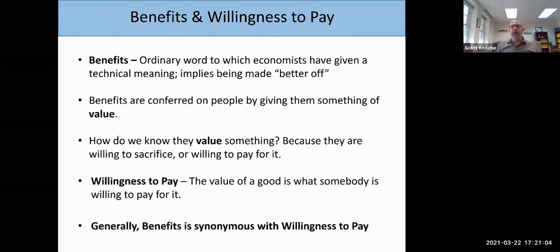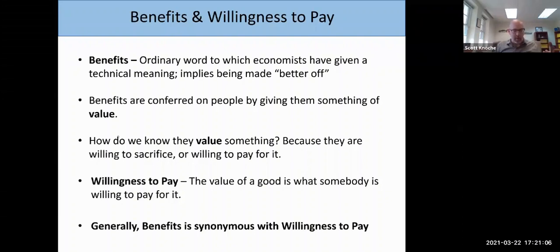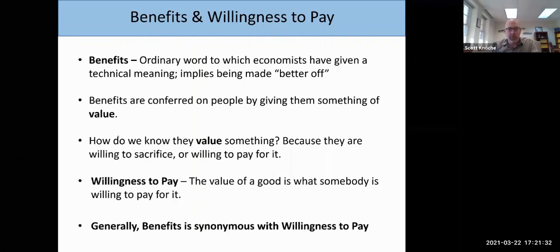But before we get there, what are benefits? What do we think of when we think of benefits? Well, benefits are conferred when somebody gets something that they want, something that they value. So how do you know if someone values something? Well, we can observe how people make trade-offs to get that thing they value. So they're willing to sacrifice, they're willing to pay for it. So here's another technical term that economists use. It's willingness to pay.